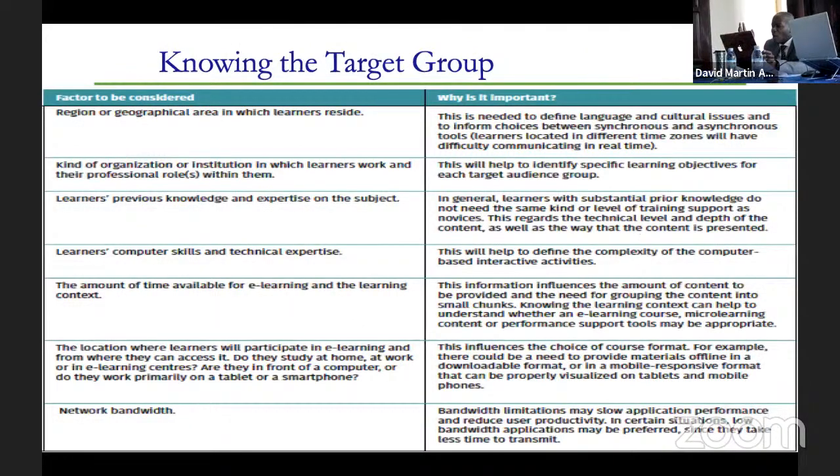We just need to know the target groups we are targeting. So we need to be able to know the factors we can consider. The region or geographical area in which the learners reside. That is very, very, very important. If your learners are all in the rural areas and you know there is no real-time internet connection, then why should you engage them in a synchronous activity, an activity that requires them to be there in real time? They will not be there.